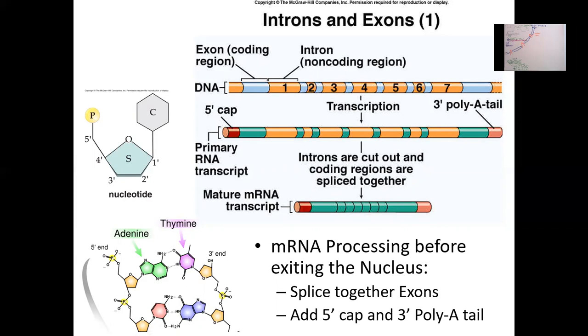On the end of the mRNA, we add what is called a poly-A tail, so a 3' poly-A tail. Poly-A implies polyadenine. We're going to add lots and lots of A's to the end. And the reason that we do this is that mRNA is constantly being broken down.